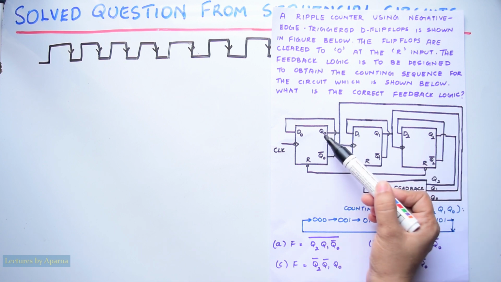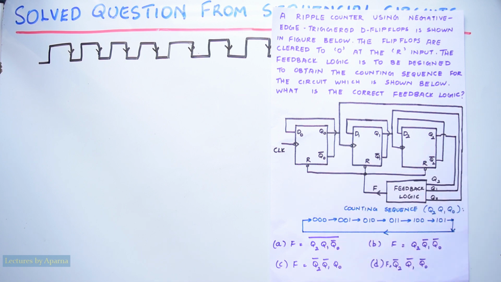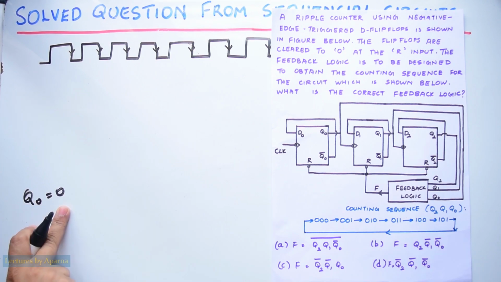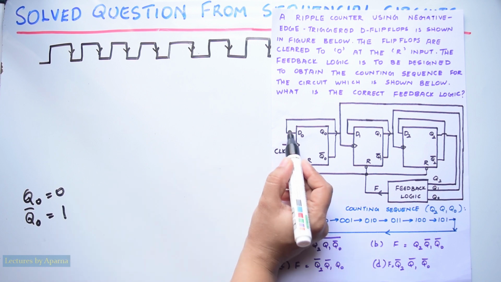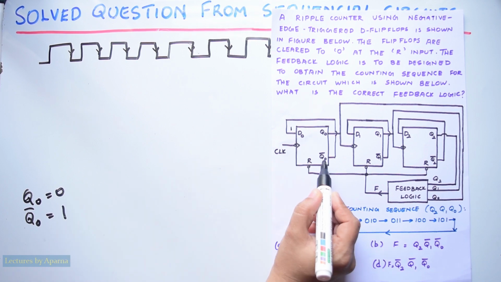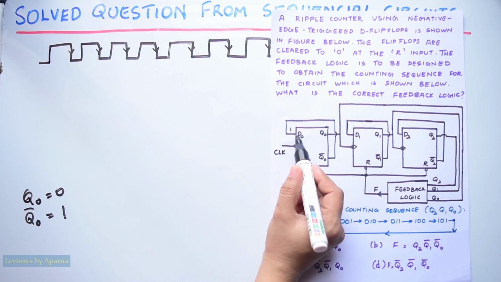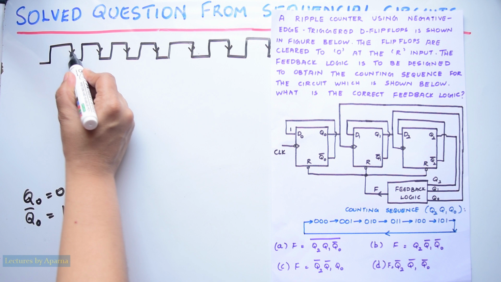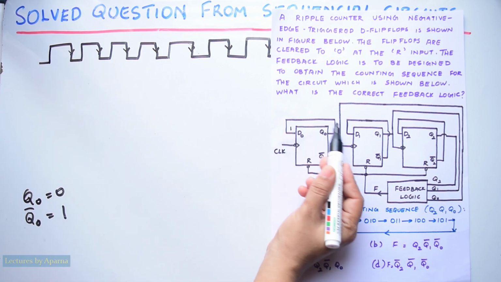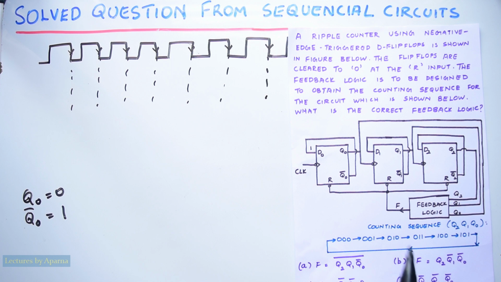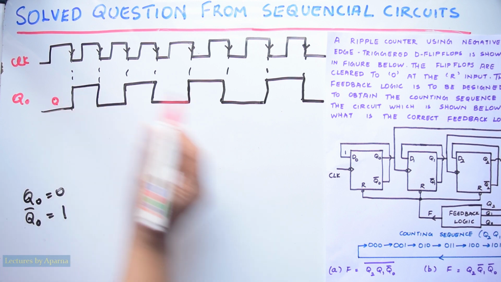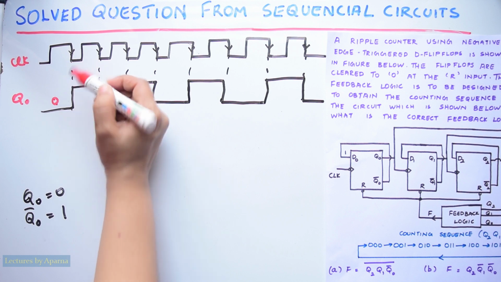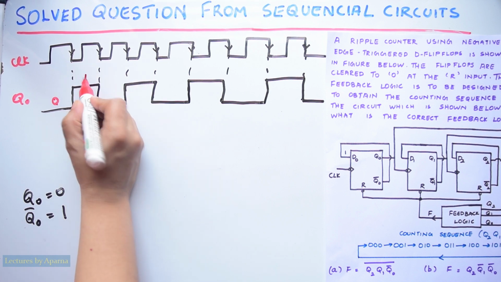Initially all flip-flops are reset to 0. So Q0 is initially 0, which means Q0 bar is equal to 1. So this 1 will be present at D0. When the negative edge of the clock pulse comes, this 1 will appear at Q0. So Q0 changes its output from 0 to 1. Initially Q0 is 0, and when the first negative edge of the clock pulse comes, it changes its state from 0 to 1.